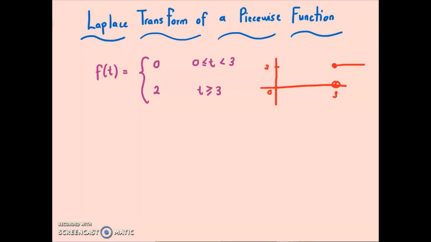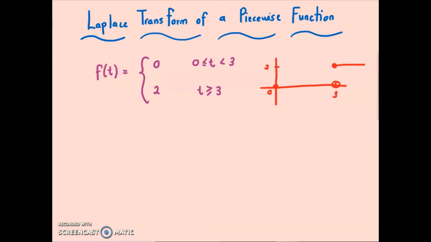Okay, so we have a piecewise function and 0 is included. So it's from 0 to 3. 3 is not included, that's why I have a circle that's not colored or filled. And then f(t) is 2 for t greater than 3. Okay, so how do you solve this problem? How do you find the Laplace transform of a piecewise function?